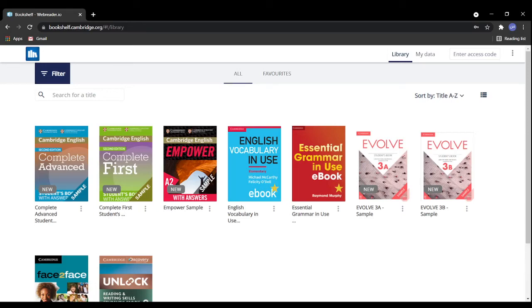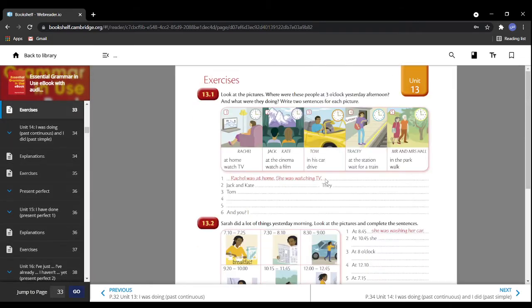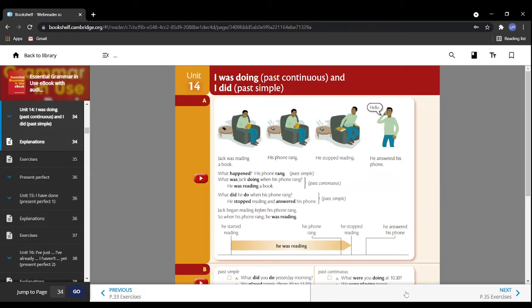Hi guys, welcome. So we finished units 12 and 13, if I'm not mistaken. Yes, and now we are doing unit 14. Unit 14 is a review, okay? So it should be just repeating the same thing again. So let's go and see.